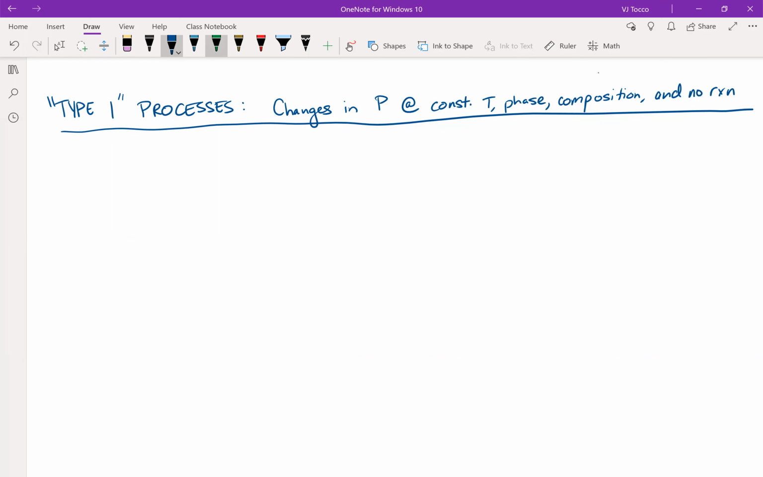So there are different cases that we'll consider for changes in pressure. The first is for ideal gases. And remember what the main assumption of an ideal gas is: that an ideal gas has no interactions between molecules, no intermolecular forces or interactions.